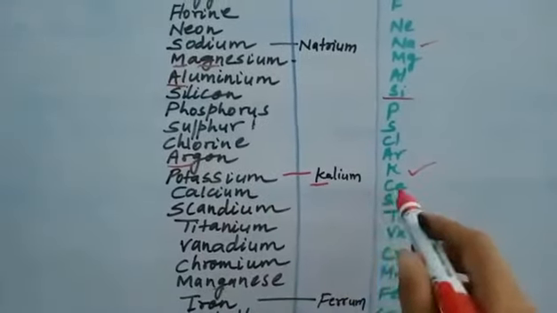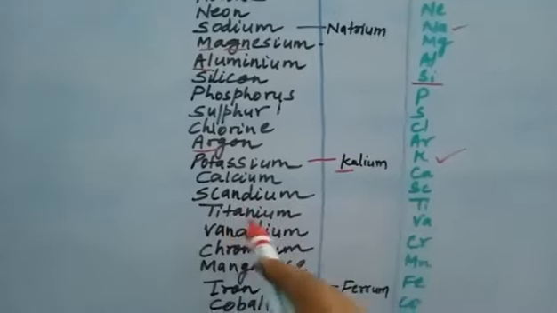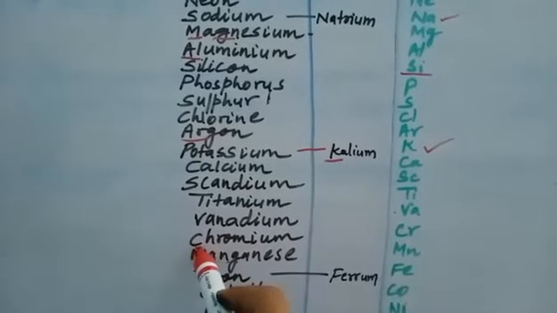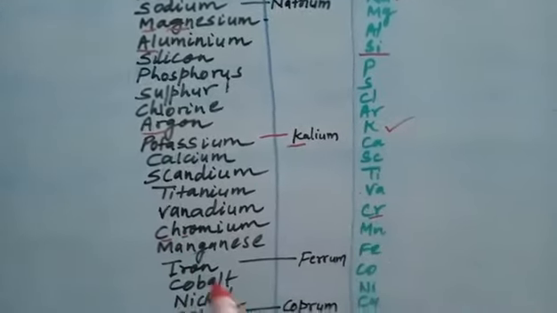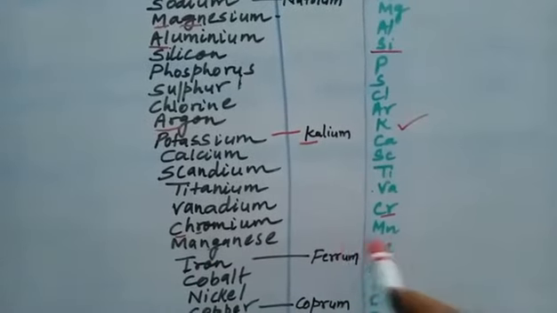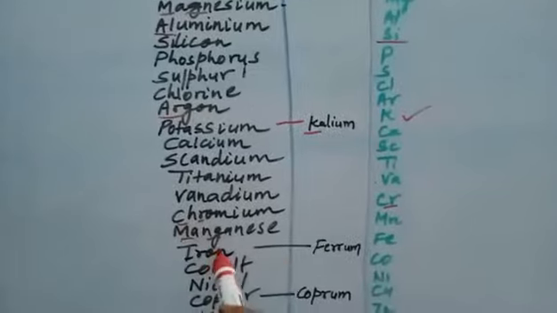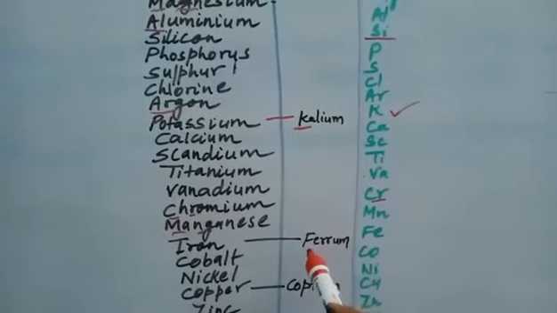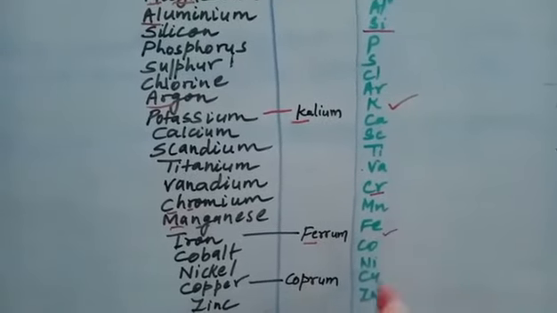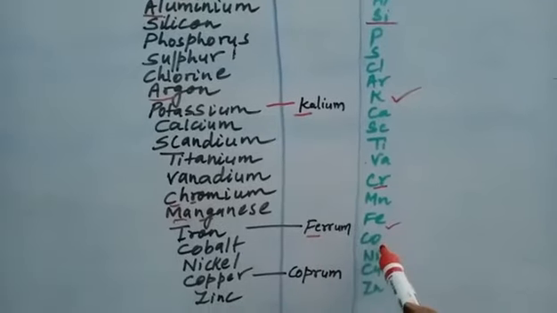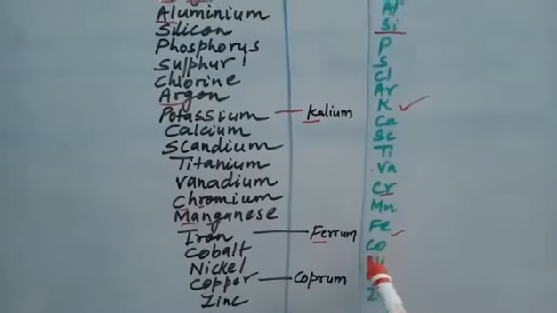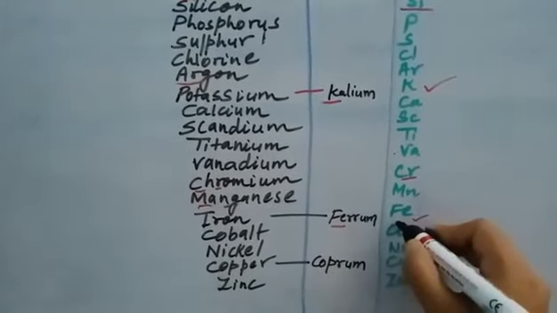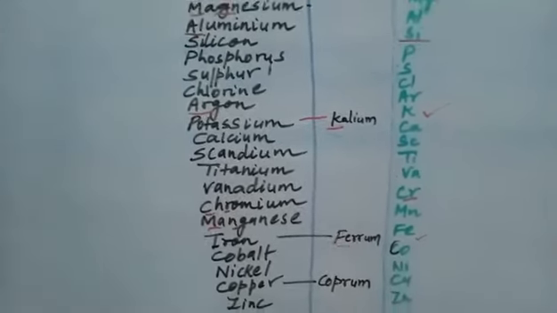Now calcium is Ca, scandium Sc, titanium Ti, vanadium V, chromium is Cr, first letter and the third letter. And the chemical symbol of manganese is Mn, first and the third letter. Then iron, the symbol of iron is taken from the Greek word ferrum, so the first two letters, that is Fe. Cobalt Co, capital C and small o. You have to be very careful, it is capital C and small o.